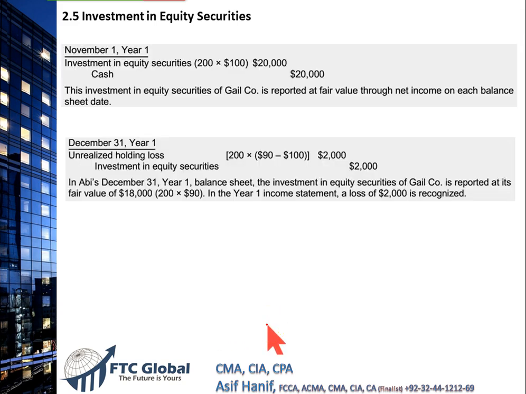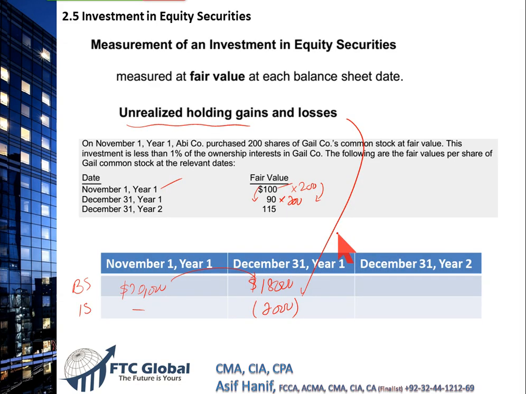We debit unrealized holding loss $2,000 and credit investments in equity securities by $2,000 because investments have fallen by $2,000, and this $2,000 loss is recognized on the income statement. All right, next, what happens?